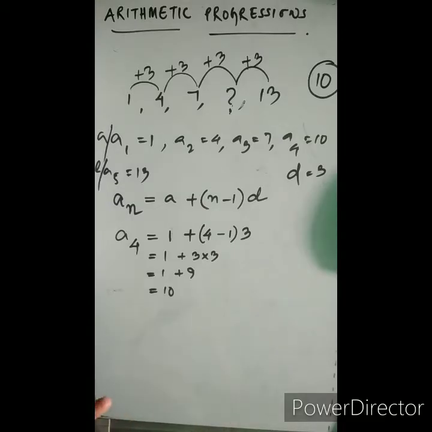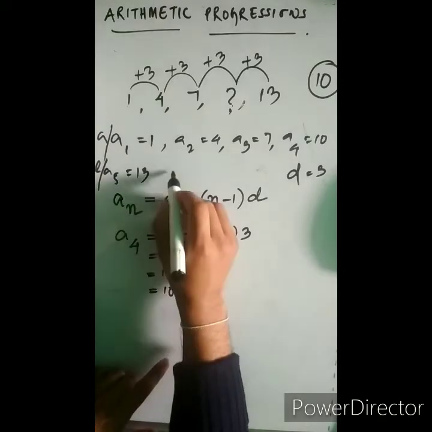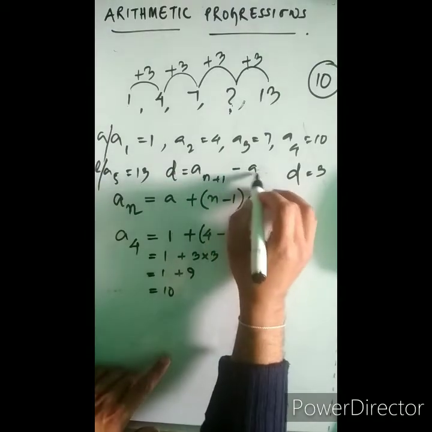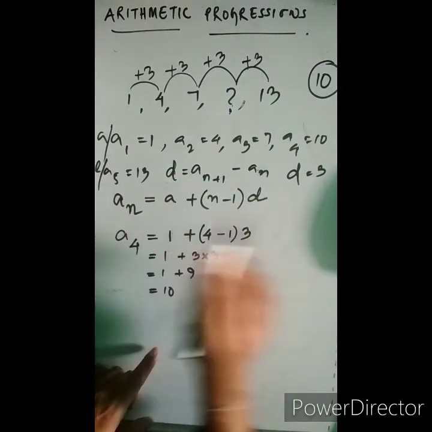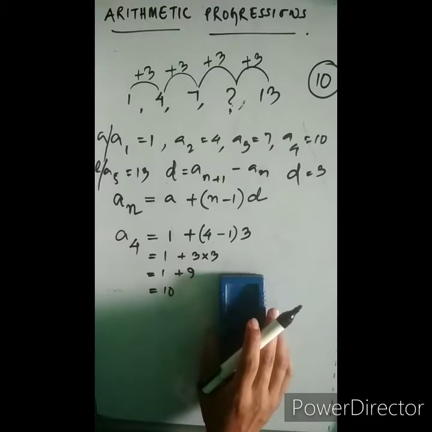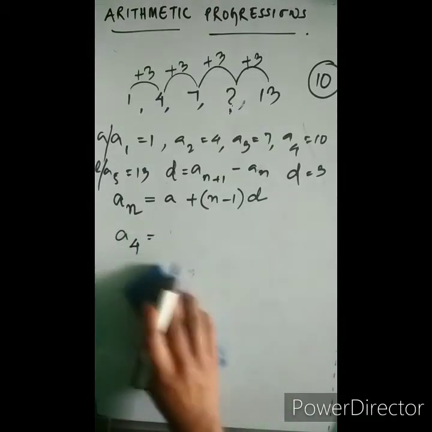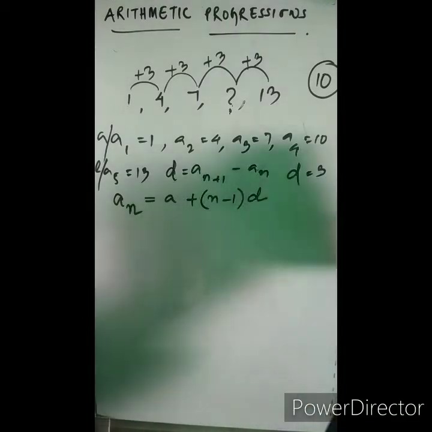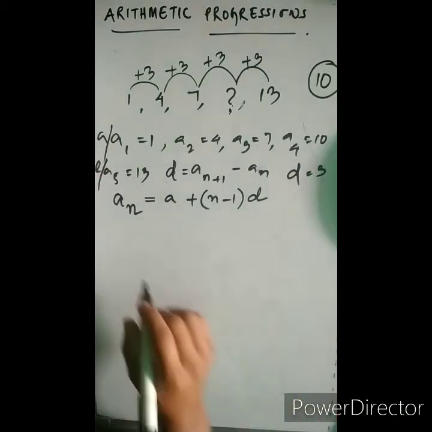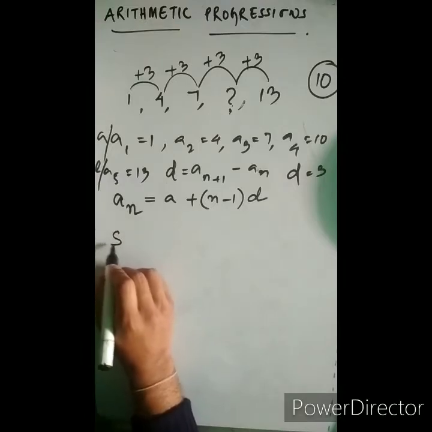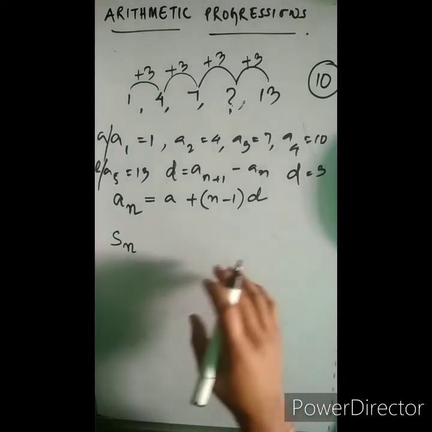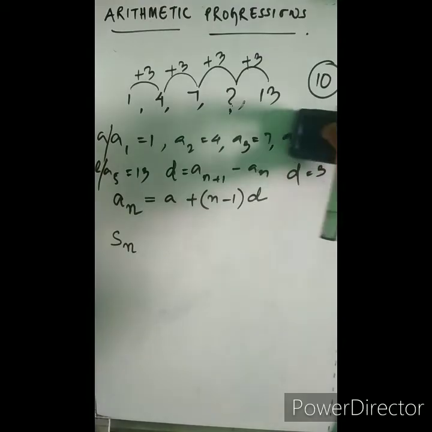So now we have learned two formulas. The first one is d is given by an plus 1 minus an. Next we have learned an is equal to a plus n minus 1 whole times d. Next we'll be learning some new formulas now. Sn, the sum of the first n terms. So I will write this part now.